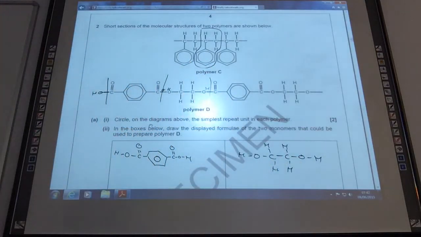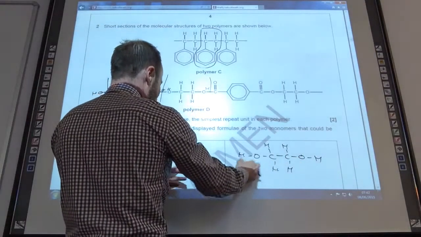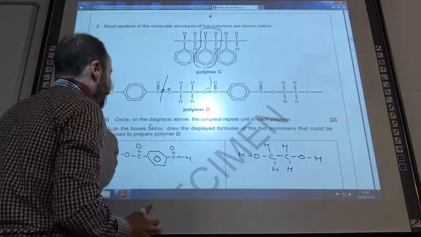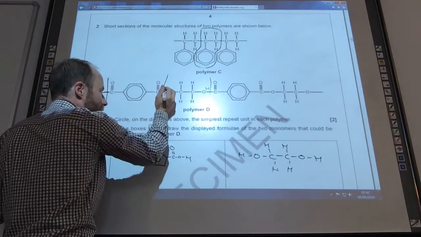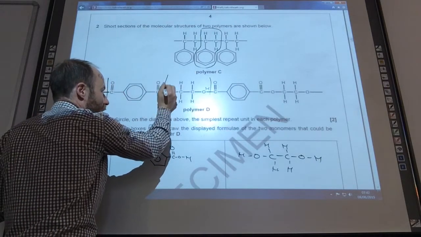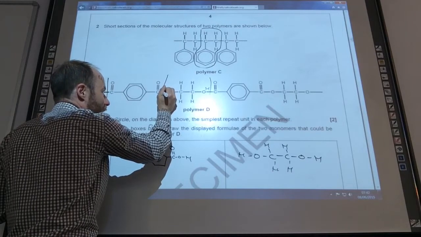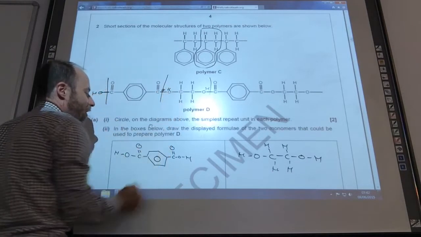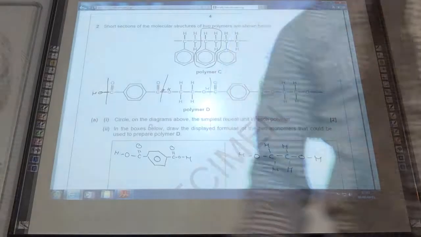And then obviously you'll remember that these two would join together with elimination of water to give that. So break it at this bond here, your ester bond, and OH goes on this bit here, and an H goes on that bit there.